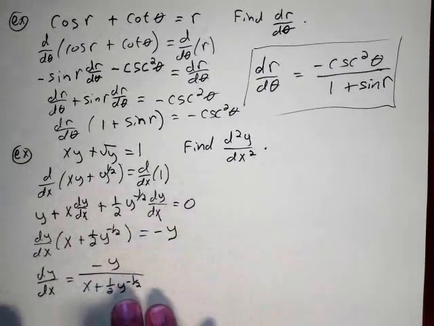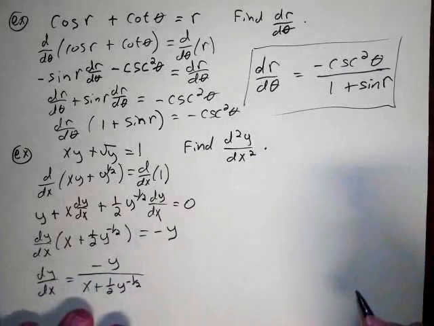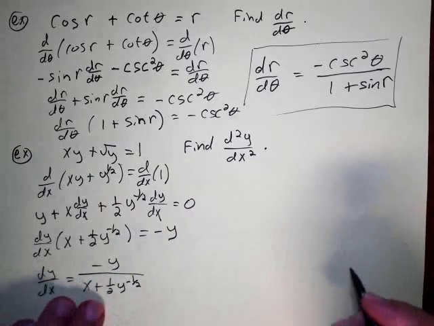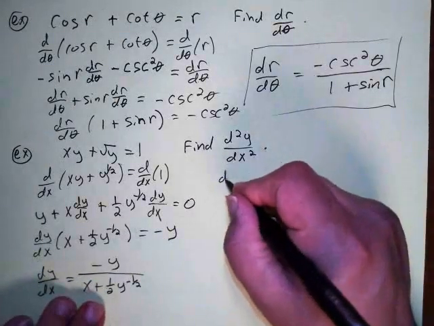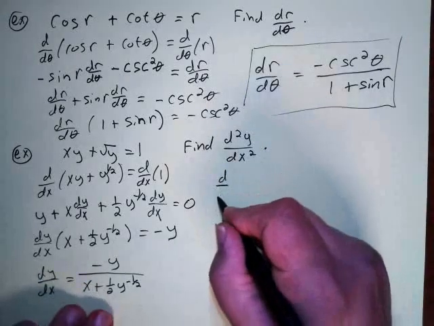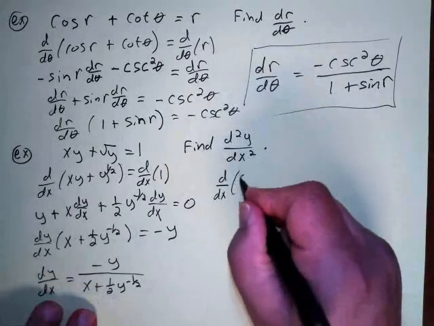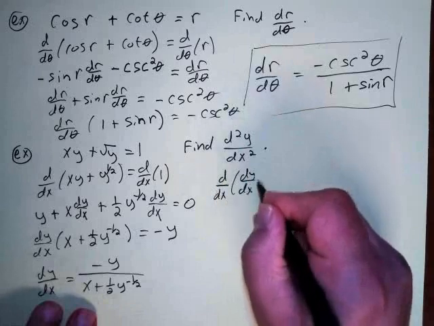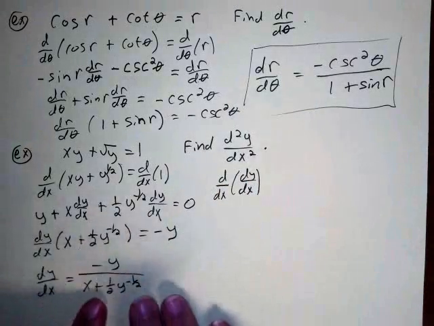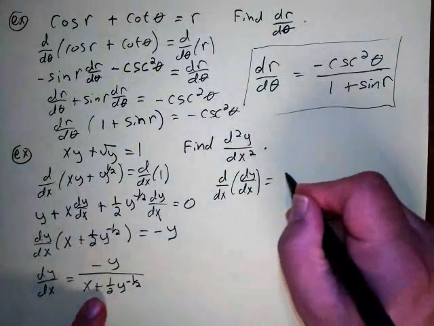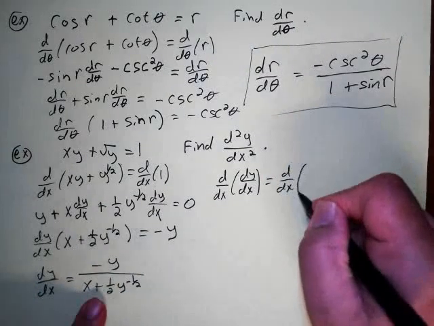And right now I'm going to just leave it like that, because what I need to do now is find the derivative of this. So this would be like d/dx of dy/dx. So that's like taking the derivative of this side and the derivative of that side. So d/dx of all of this.